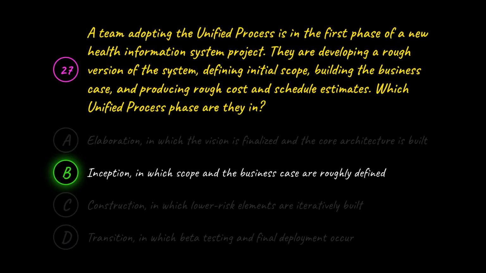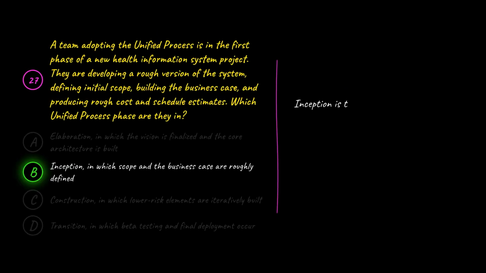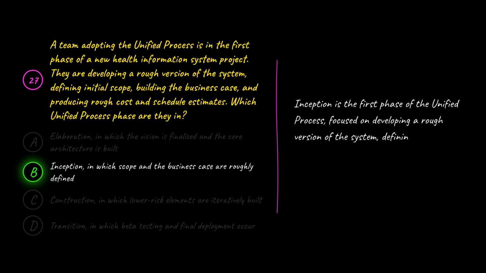The correct answer is B. Inception, in which scope and the business case are roughly defined. B is correct because inception is the first phase of the unified process, focused on developing a rough version of the system, defining initial scope, building the business case, and producing rough cost and schedule estimates. The scenario describes exactly this work.